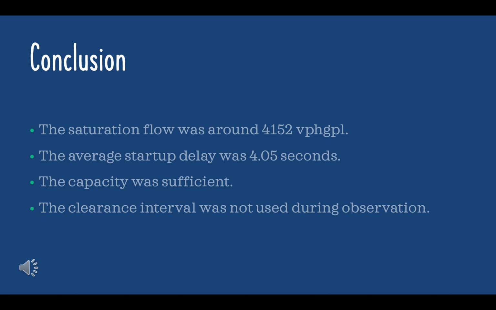The average startup delay was 4.05 seconds, which is a little high. A possible reason for this is we did not disregard vehicles that were heavy and take much longer to accelerate through the intersection. The capacity was sufficient, as every cycle all cars queued were able to make it through the intersection without using the clearance time. So the length of the green phase is not recommended to be adjusted. The clearance interval was not observed being used in this lab.